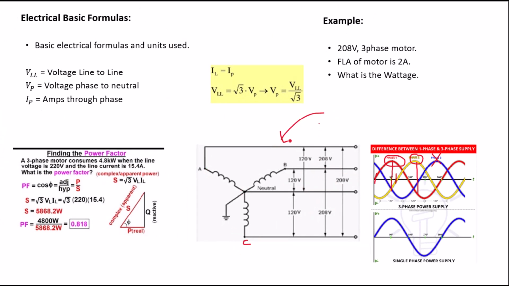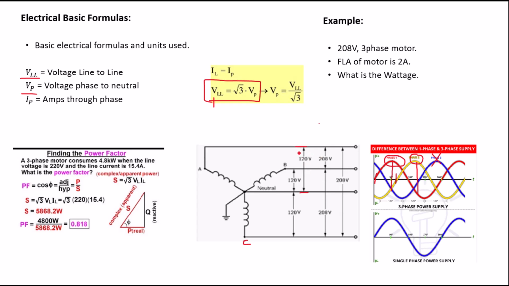And this picture basically represents a three-phase circuit because we have the three phases A, B, and C. So the formula to get the voltage line to line from the voltage phase to neutral is right here. Voltage line to line is equal to the square root 3 times the voltage of phase. And phase just means the voltage from phase to neutral, which is 120 volts.